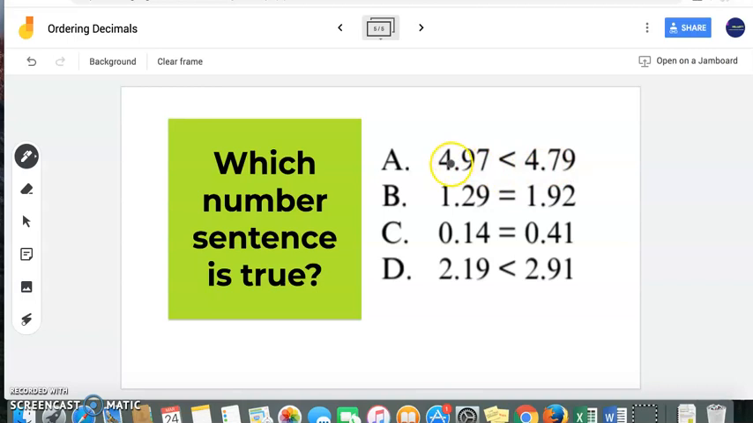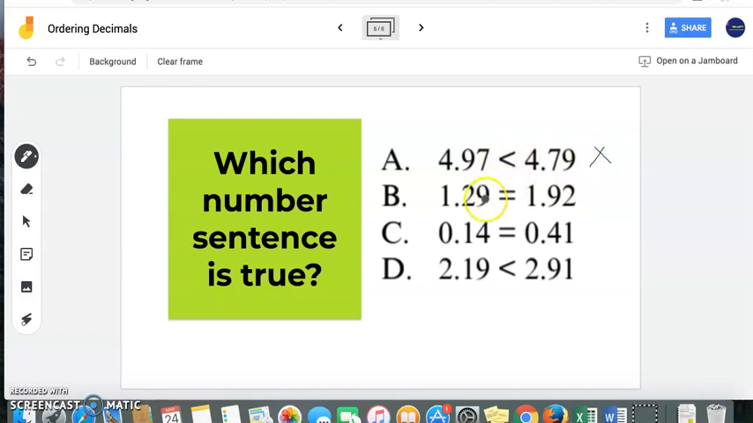Let's start with my ones place. We see a 4 and a 4. They're exactly the same. So I'm going to move to my tenths place. 9 tenths, 7 tenths. Well, 9 tenths is greater than 7 tenths. So 4 and 97 hundredths is greater than 4 and 79 hundredths. But here we have a less than sign. So that can't be right.